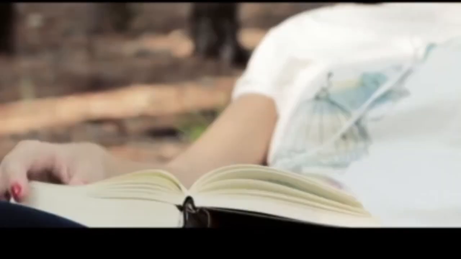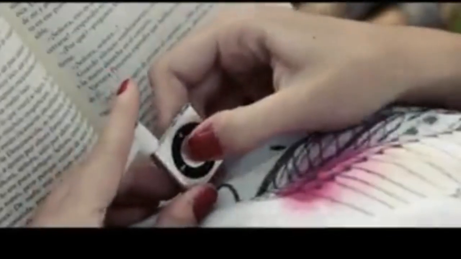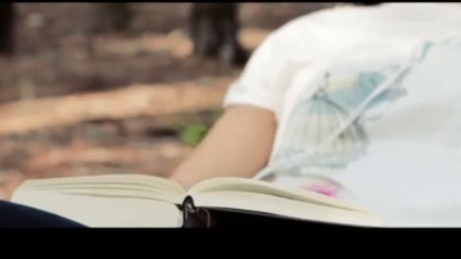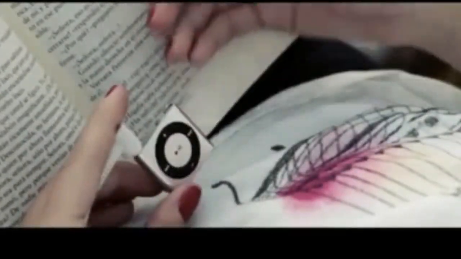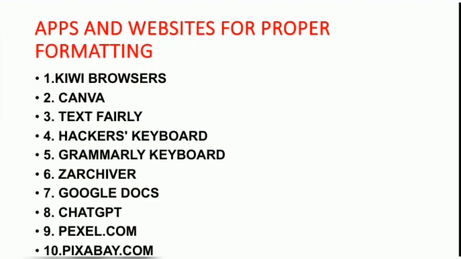So then for Hacker's Keyboard, that one serves like a computer keyboard for copy and pasting. Then for Grammarly keyboard, instead of you going to Grammarly.com to check for your grammar, you can just use it when you are editing or when you are typing. It helps. Then for ZArchiver, it is used to unzip files. Then for Google Docs, that's your main brain boss where all your content is formatted. Then for your ChatGPT, that one is used for content generation. Then for Pixabay.com and Pizzabay.com, they are used for images for your book content.